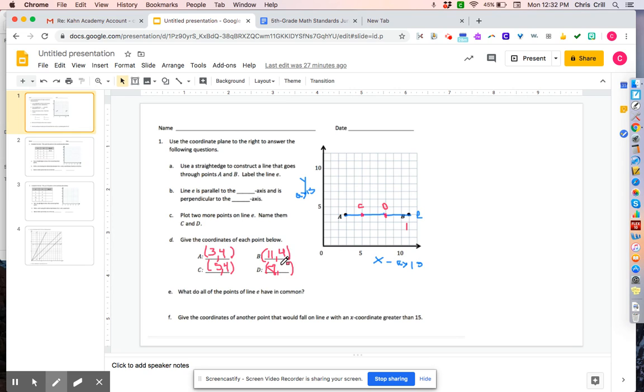So I'm not going to give you that answer, but you're going to write down here, and you'll complete this in your exit tickets. What do all of the points on line E have in common? So look at their coordinates. What do you notice that is the same about them? So this is our x coordinate. This is our y coordinate. Hopefully you're seeing that each point has the same y coordinate. The y coordinate for each point is 4. That's what you would write there.